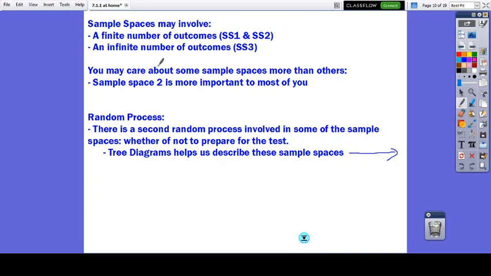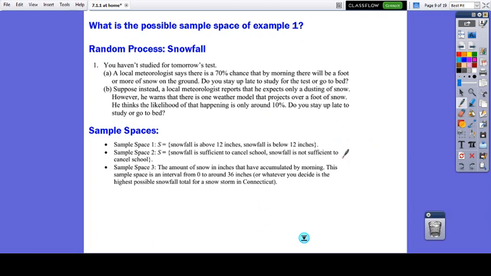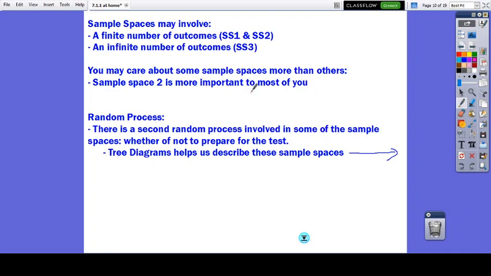Okay, you may care about some sample spaces more than others. For instance, I'm going to go back to what I just did here. Sample space 2, most of you would probably care about this more than the rest. You don't care if there's 12 inches of snow or not. You care if school's canceled. And those kind of different things that are there. There is a second random process involved in some of the sample spaces. In this case, it's whether or not you prepare for the test.